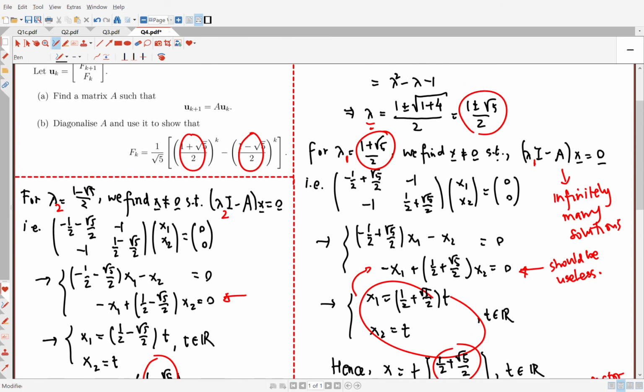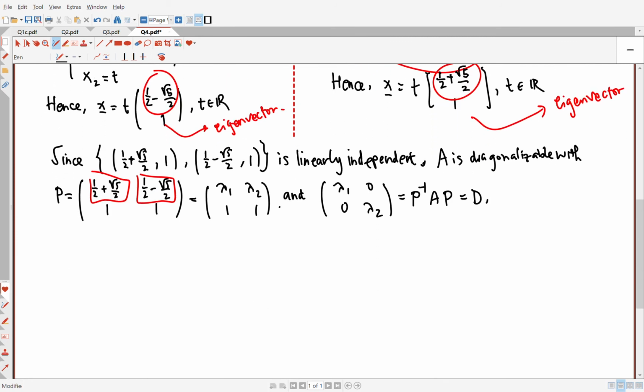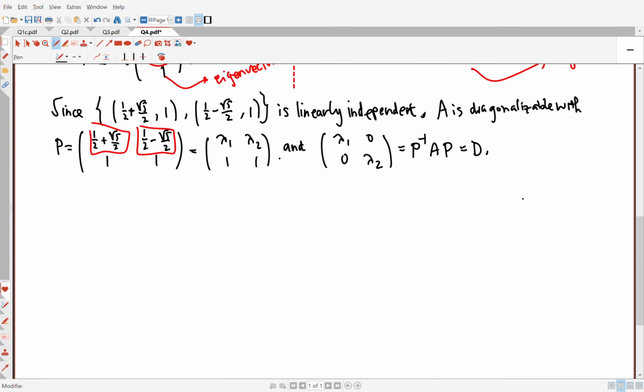Use it to show that Fk is equal to that. So how to do this? Now we know that A is diagonalizable, with this P as the matrix, and my D is this. Now I want to find Fk. Okay, let's think a bit. Where is my Fk?